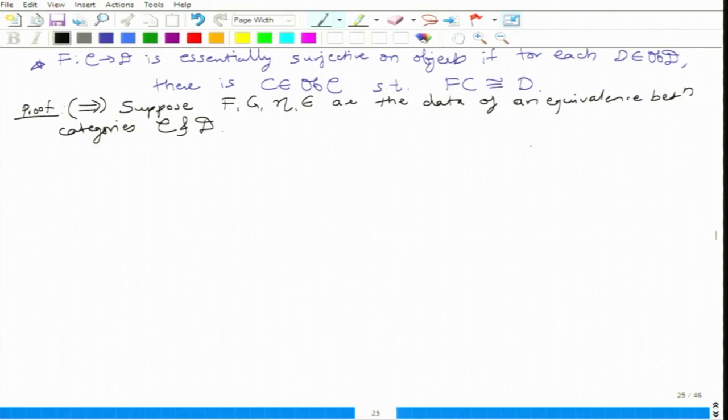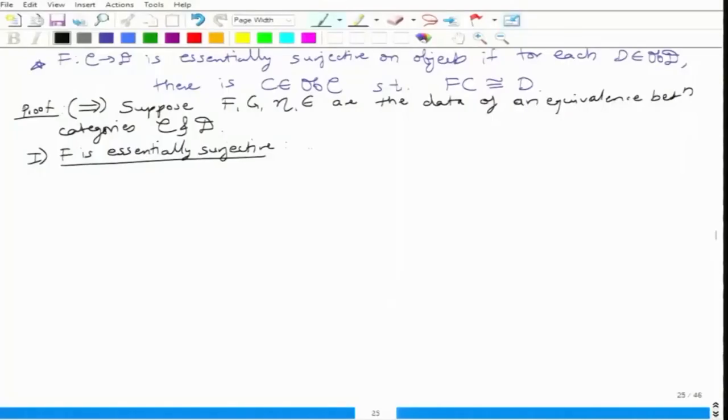If you want, I can write some diagrams. I mean, they are just here. Let us first show that F is essentially surjective. This is the thing we are trying to show. How do we show that? Every object is isomorphic to an object in the image of F. So, given some D in D, which object is isomorphic to D and belongs to the image of F? From this basic data, F, G, eta and epsilon, can you tell me?